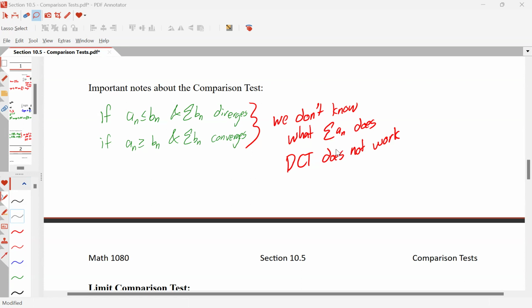test. So the direct comparison test has these problems that when I'm comparing my two sequences, if my inequalities are backwards from what they're supposed to be, the direct comparison test just completely fails to work. So what do we do when that direct comparison test completely fails to work? This is where the limit comparison test comes in.